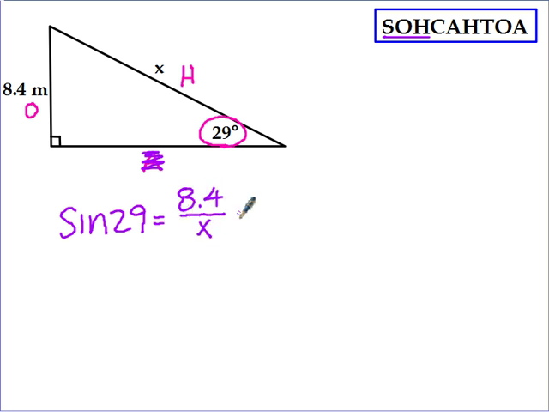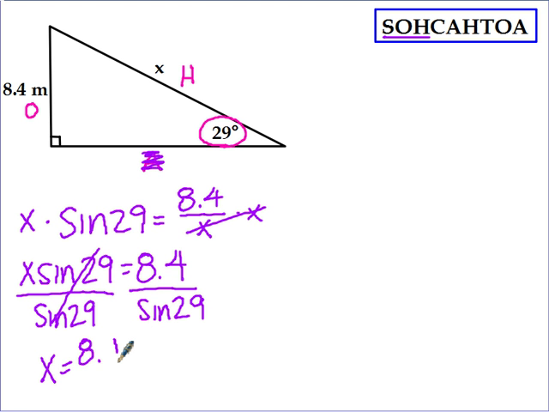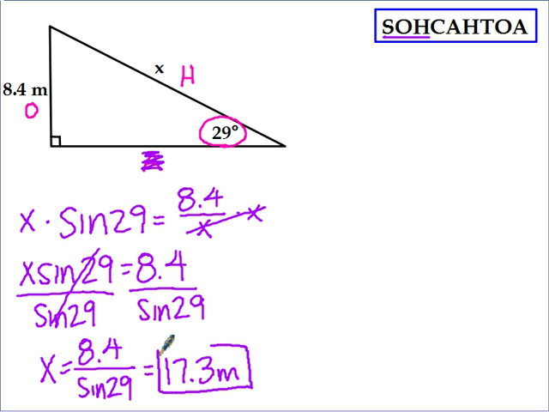Again, multiply by x on both sides because I want to get rid of that denominator. And then I'm going to divide both sides by the sine of 29. So I'm going to have 8.4 divided by the sine of 29. When I plug that into the calculator, we get 17.3. And don't forget units. Okay, and notice that all my side lengths were rounding to one decimal place. That's the way it will be for all of these.